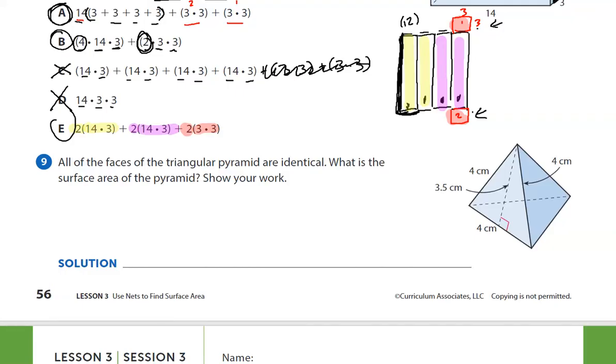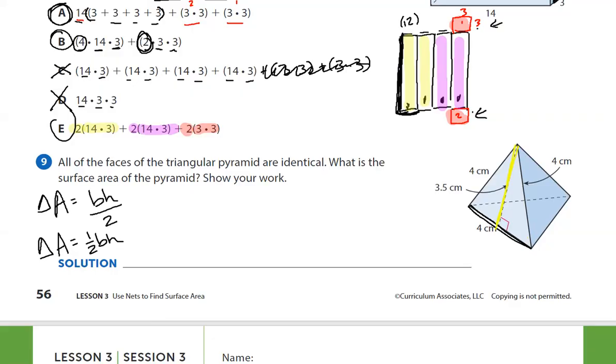And if you remember, the area of a triangle formula is base times height divided by 2, or, and these are the same thing, 1/2 times base times height, because dividing by 2 and multiplying by 1/2 are the same thing. So I'm going to look at this triangle and I see the base is 4 and the height is 3.5. We're not going to use a side. That's no good.